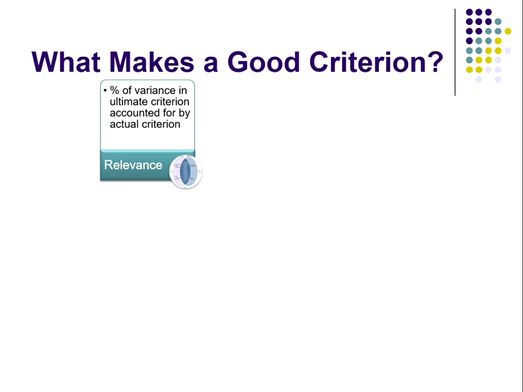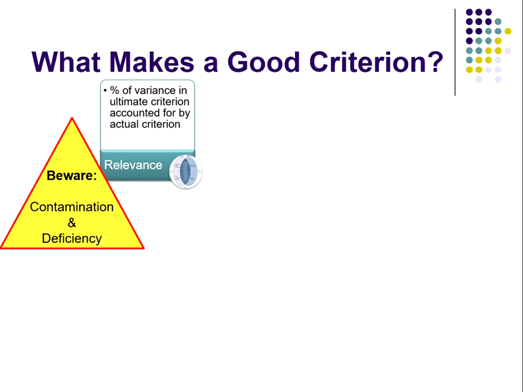Those of you who have had statistics know that when we collect data on a sample, we're attempting to represent the population. But the truth is we don't even really know what the population looks like. So it's all sort of estimates. And that's what we're talking about here, the percent of variance. We're talking about how much of the differences among employees is accounted for by this criterion. How much of the variance in their performance or their success is attributable to this criterion. So we call that relevance.